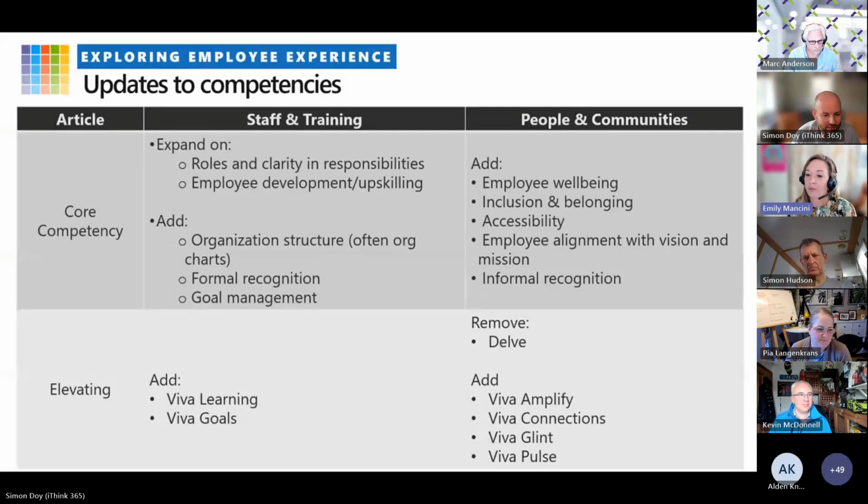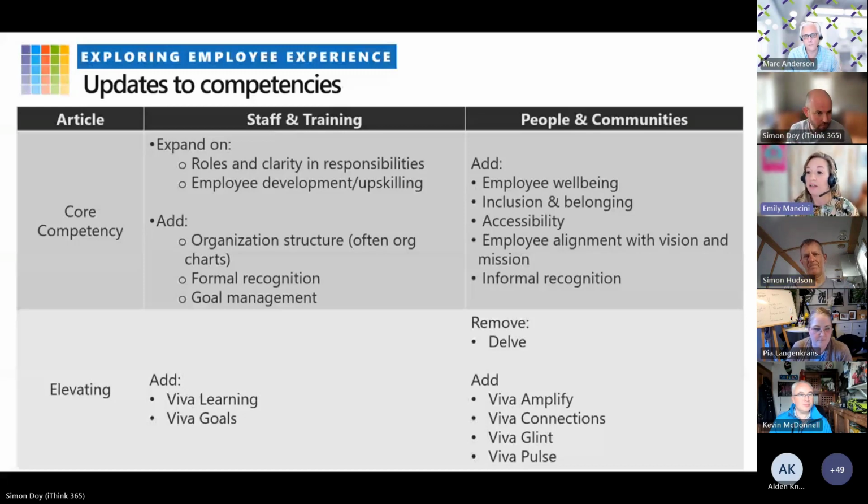I know we're at our last 5, so I just want to call out, looking at people and communities, that there is a lot more there that I would say we missed in our first pass around the different elements of that: employee engagement, well-being, inclusion and belonging. Accessibility isn't really covered in any of our competencies.